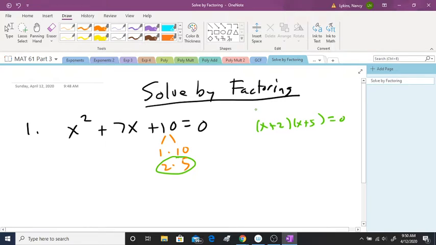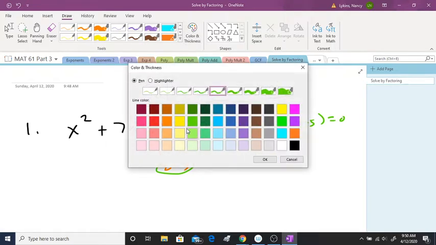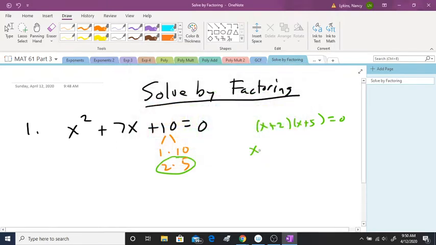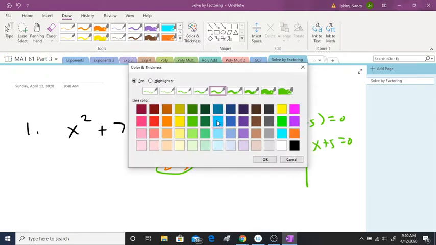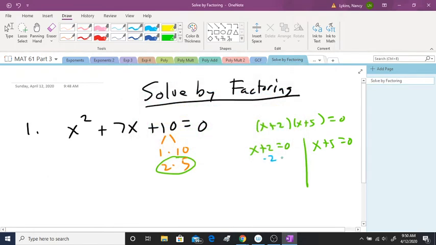So now what we need to do is split these parentheses and solve it. So we've got x plus 2 equals 0, x plus 5 equals 0. To solve for x on both, we're going to subtract the 2 on the left, and we're going to subtract 5 from the right. So x equals -5, x equals -2.